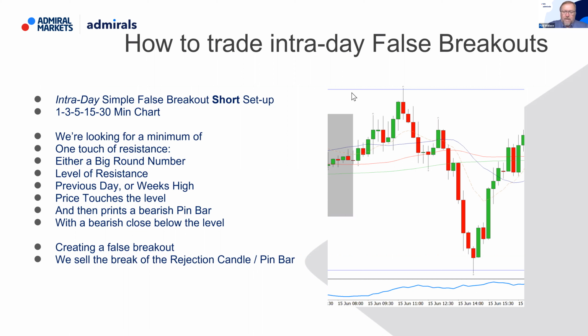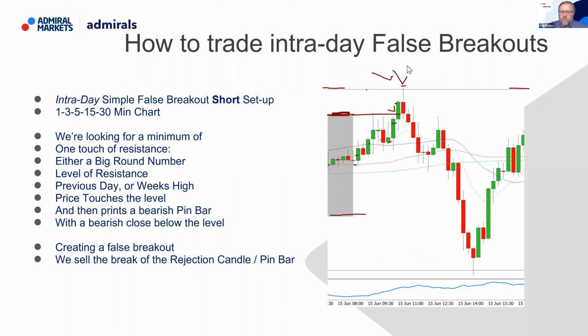What we're looking to do is sell the break of that rejection candle or pin bar. Here's a chart: Asian session, then we come into the European session. This blue line on my charts will have been the previous day's high, and hopefully you can see the price pushed up to it, literally touched it, and went up by about a pip above it, which probably would have taken in some breakout traders. There will have been breakout traders who bought here at the break of the Asian session, with buy orders just above the previous day's high.